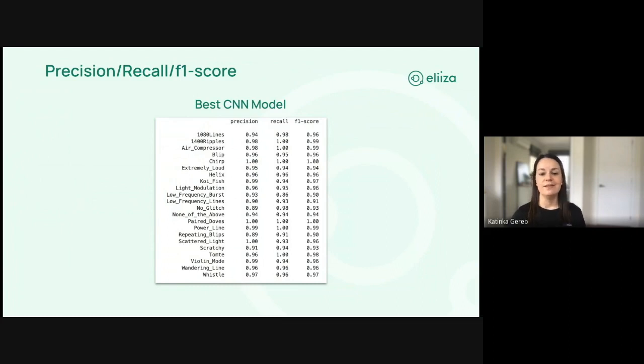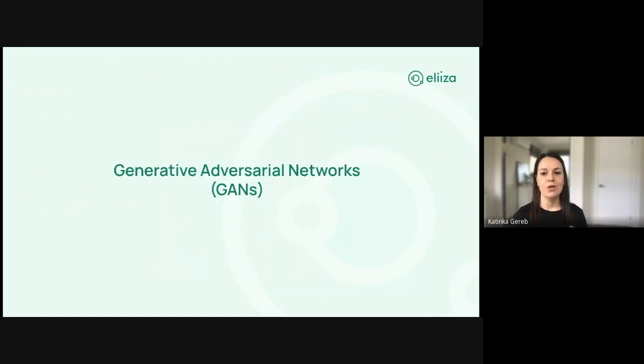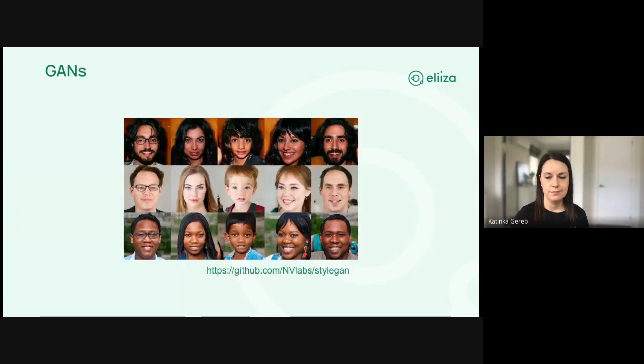And actually, this brings me to the next part of our project, where we will talk about generative adversarial networks, or GANs. So GANs are used for creating synthetic images that mimic real life. A famous example is StyleGAN, which has generated realistic-looking faces. So in this image here, these people are not real. They are all AI generated.